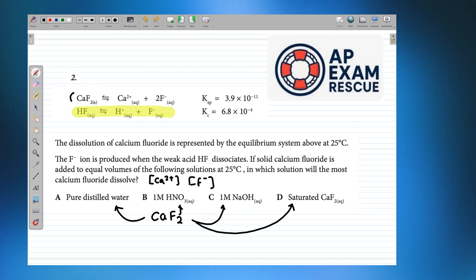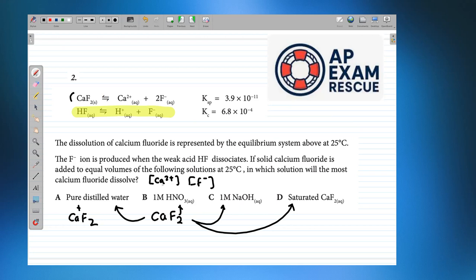Now the first one is like H2O plus CaF2, the pure water plus CaF2. This is my original solution. I don't expect a change here. On the contrary, I need to compare this to what happens when I add an acid or a base. So let's take option B and see what happens.